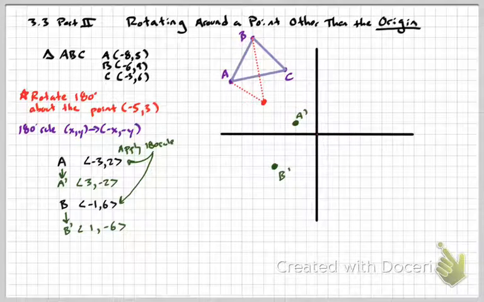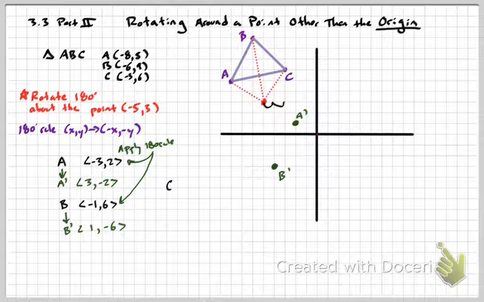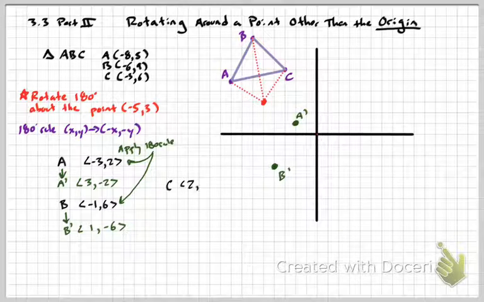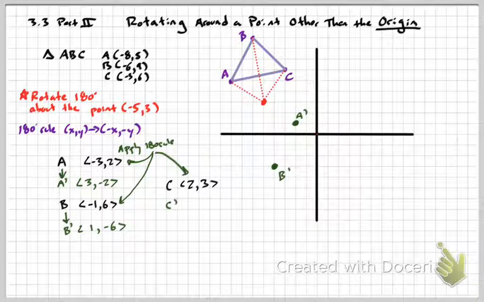And last but not least, we have point C. So to get to C, again, you can draw that dotted line if you want to. I move 1, 2 to the right, and 1, 2, 3 up. So that means my vector was 2 to the right, 3 up. Apply the 180 rule. C prime, -2, -3.